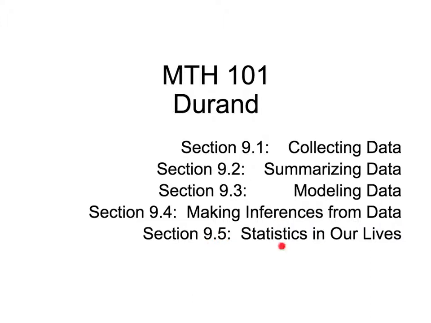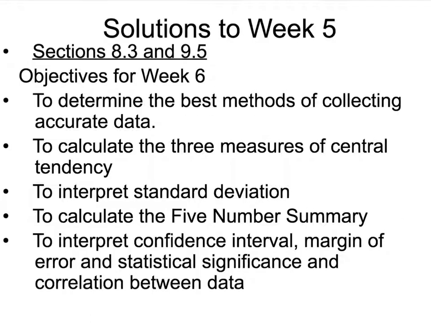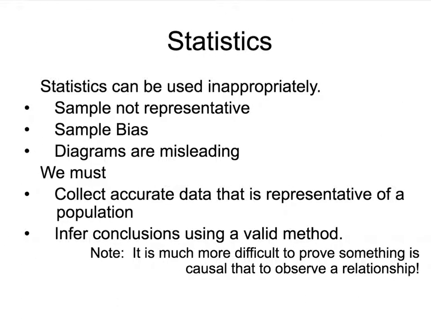And then in 9.5, we have statistics in our lives, which we've covered a little bit when we talked about genetics. So these are the things we're going to be talking about: methods of collecting accurate data, methods of summarizing that data, saying where the middle of that data is, methods of talking about the spread between that data. We're going to study the 5-number summary, and that's literally 5 numbers that summarize all of your data, and talk about confidence intervals, margin of error, statistical significance.